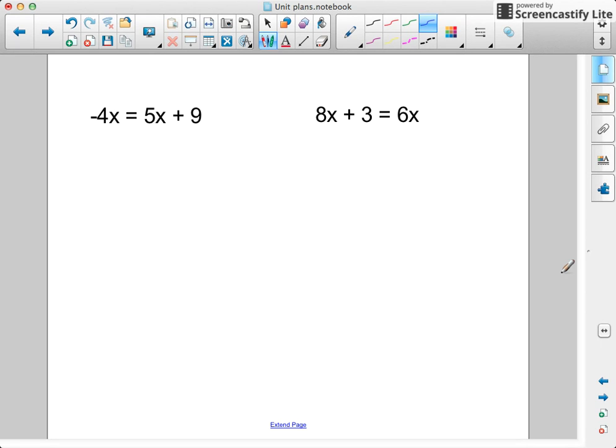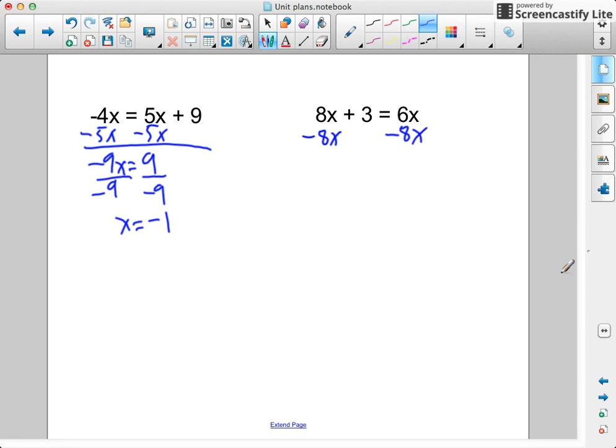Hey, let's try this one. Minus 5x to both sides. So negative 9x equals 9. Divide by negative 9. Again, x equals negative 1. Okay, let's try this one. Minus 8x to both sides. So 3 equals negative 2x. Divide by negative 2. x equals negative 1.5. Or you could have just left that as a fraction.